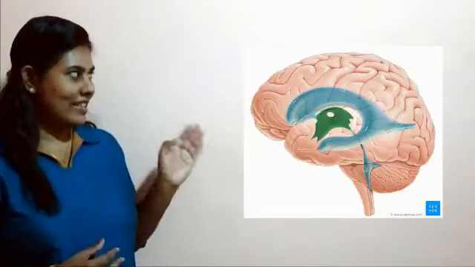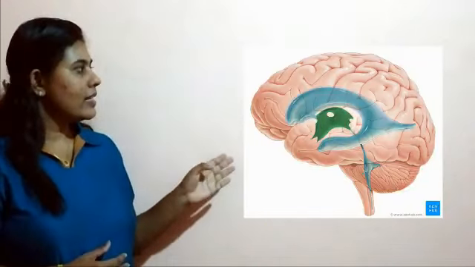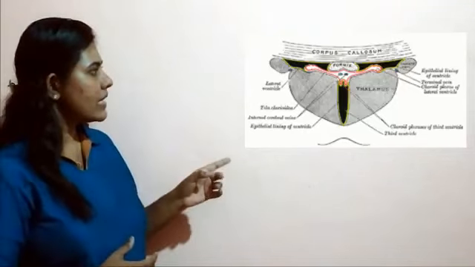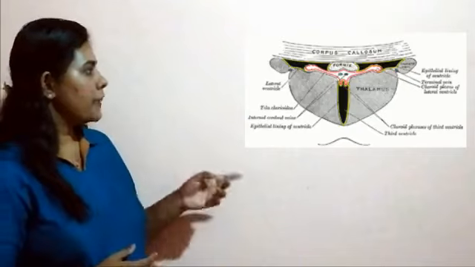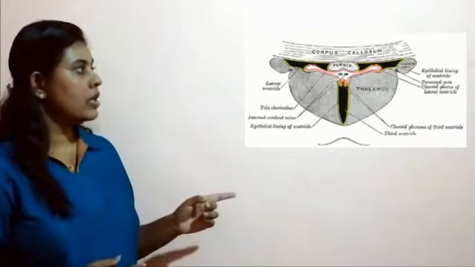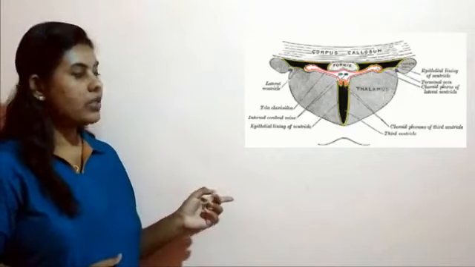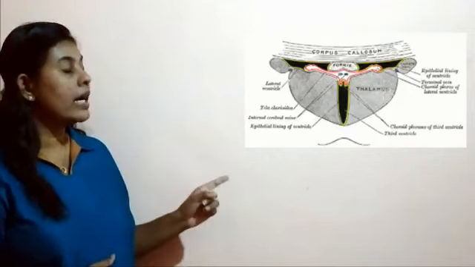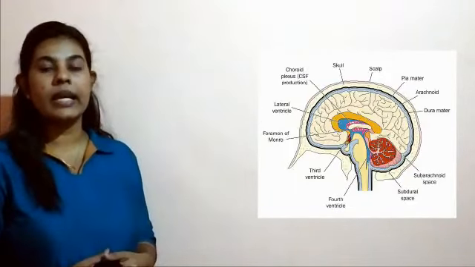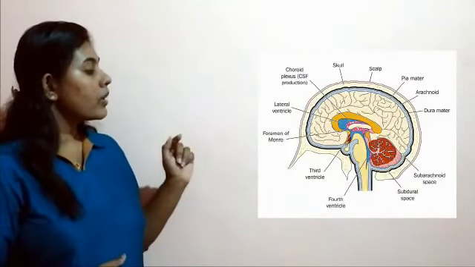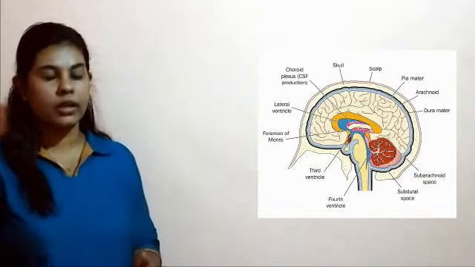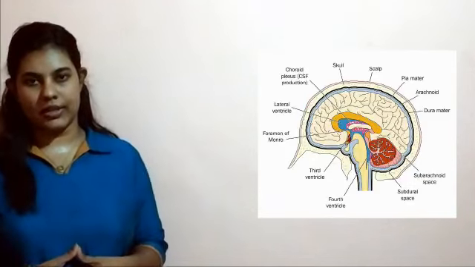Okay, this is the third ventricle. It looks like a narrow cavity or slit-like cleft between the 2 thalami. There is a connection between the lateral ventricle and the third ventricle through the interventricular foramen anteriorly, and posteriorly it connects through the aqueduct of Sylvius or cerebral aqueduct to the fourth ventricle.